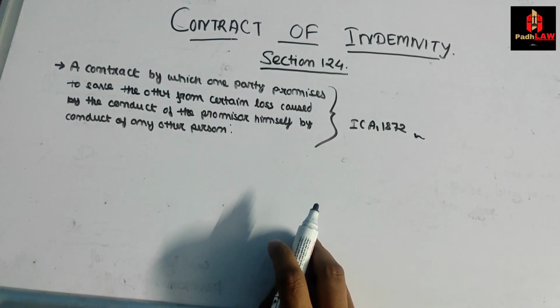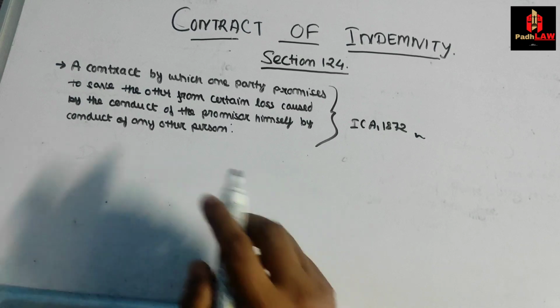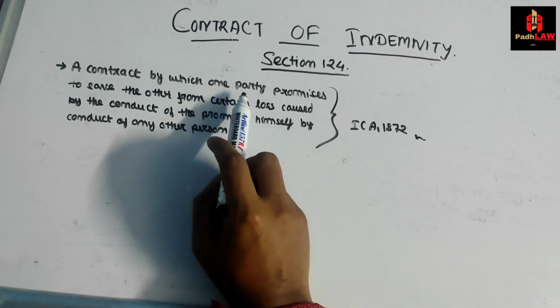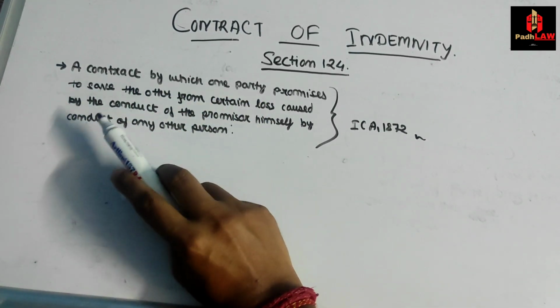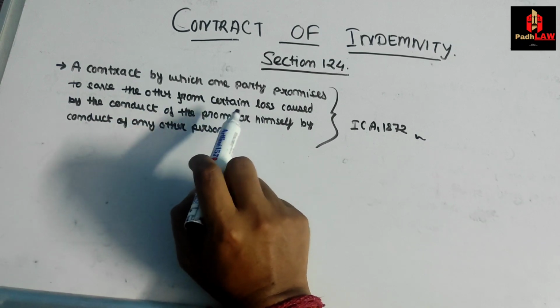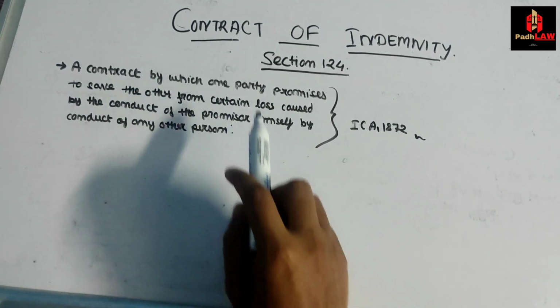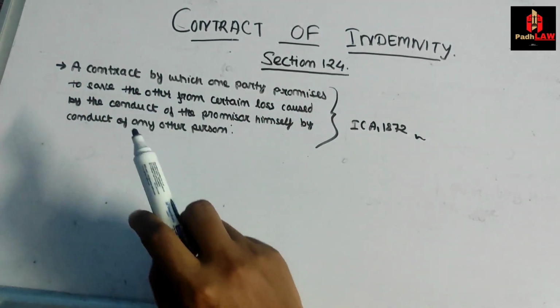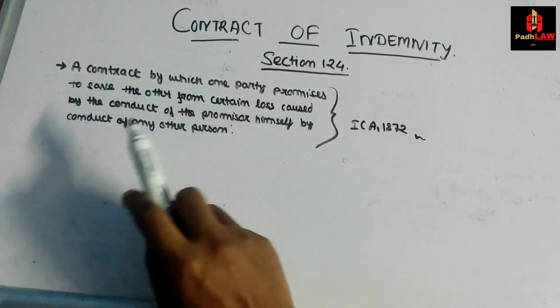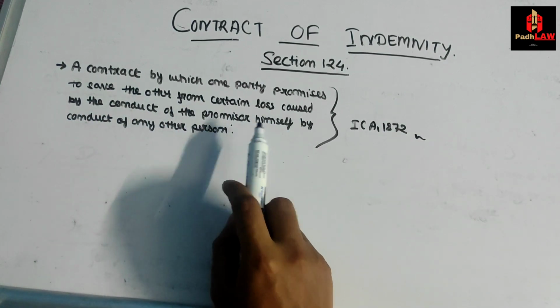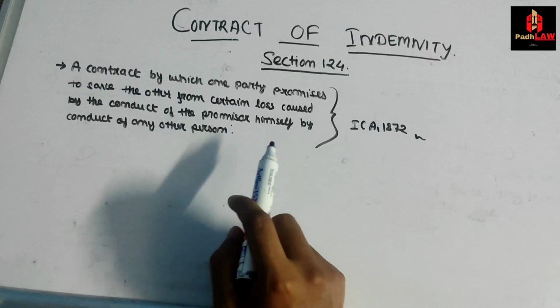So contract of indemnity क्या होता है? A contract by which one party promises to save the other from certain loss. I'm writing in a very simple way. ठीक है? The loss caused by the conduct of the promiser himself or by the conduct of any other person.